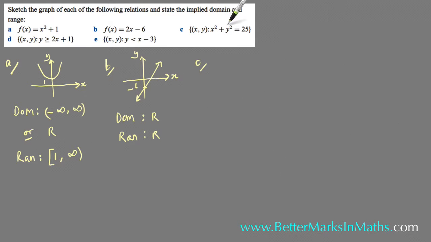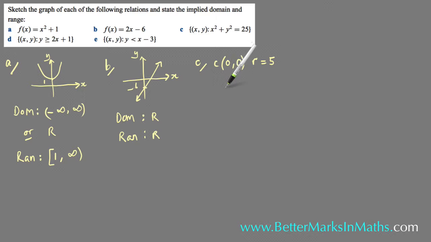C, x squared plus y squared equals 25. This is the equation of a circle, which is always in the form of x plus or minus something in a bracket all squared, plus y plus or minus something in a bracket all squared, equal to some positive number. So when it's x squared plus y squared, it means the center is 0, 0, and this number here is always the radius squared. So the radius, little r, is equal to the square root of 25, which is 5.